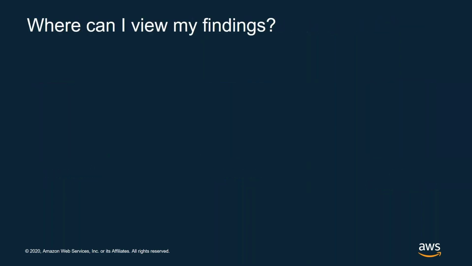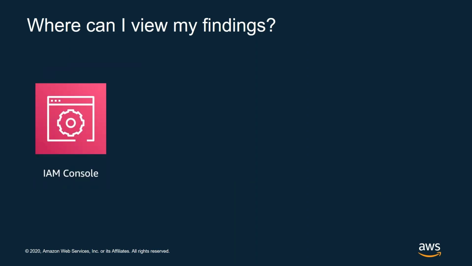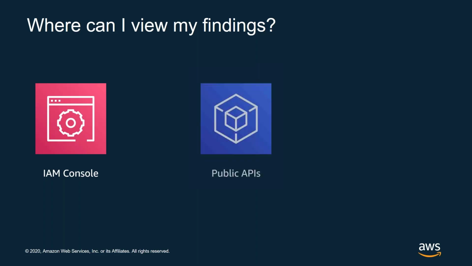Now that you have created these analyzers in the accounts, let's talk about where you can see your findings. One way of looking at it is through the console. The IAM console provides a centralized view of all findings across resources that are supported by IAM Access Analyzer. As I mentioned, whatever you can do on the console, you can also achieve through public APIs.